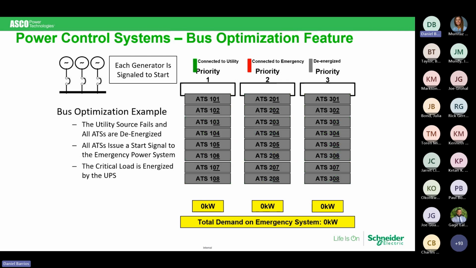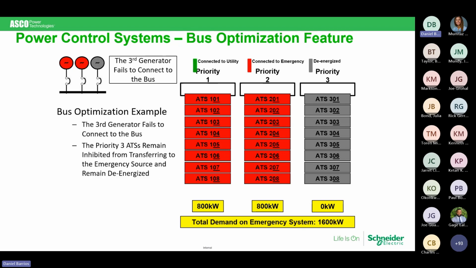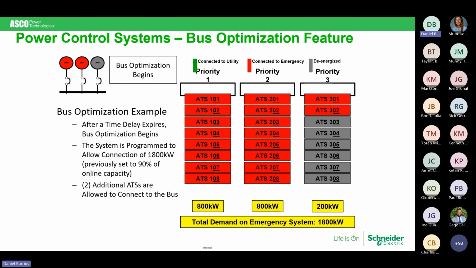In this case here, we lose our utility. The first generator comes online, and those immediately go. The second generator comes online because it's available, and again, it immediately transfers. However, the third generator failed to start. So we look at this and we say we have enough power that we can close these two transfer switches on, even though they're a priority 3 load.